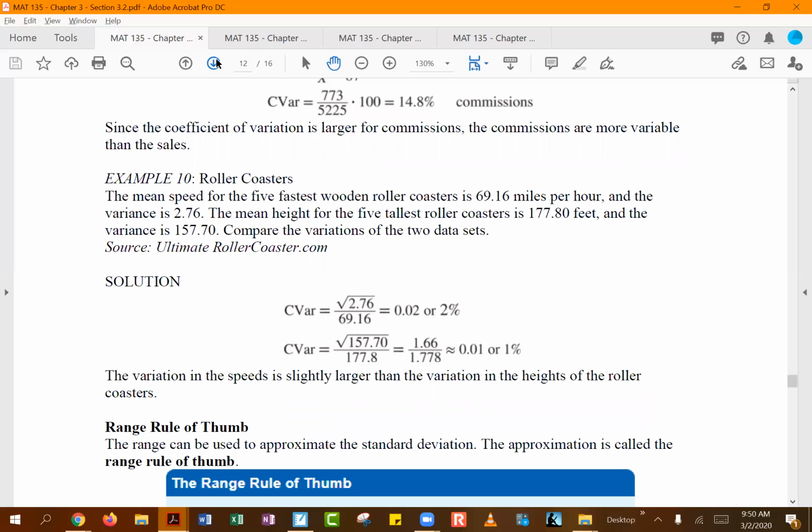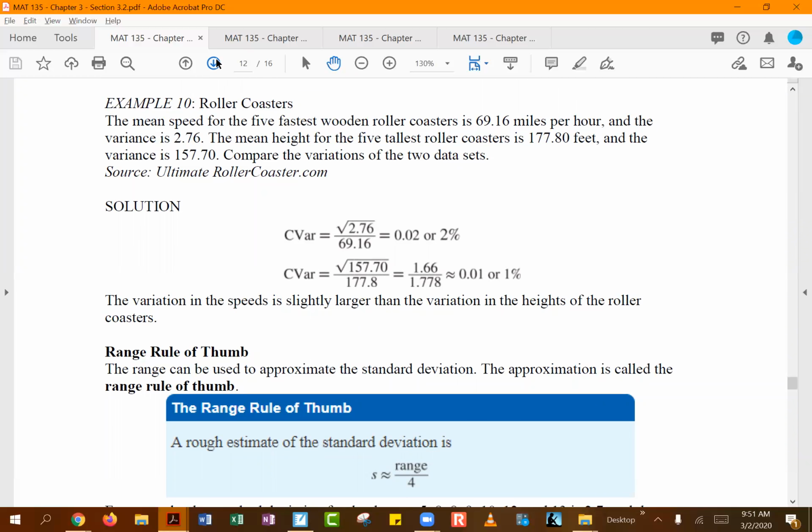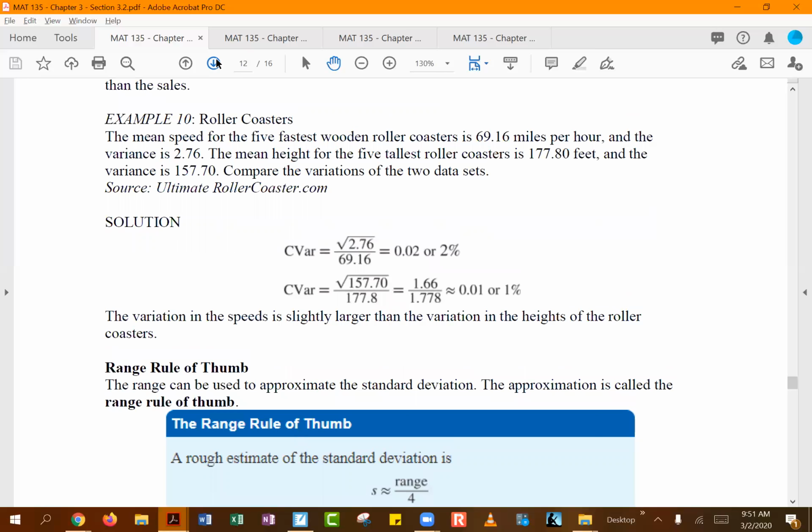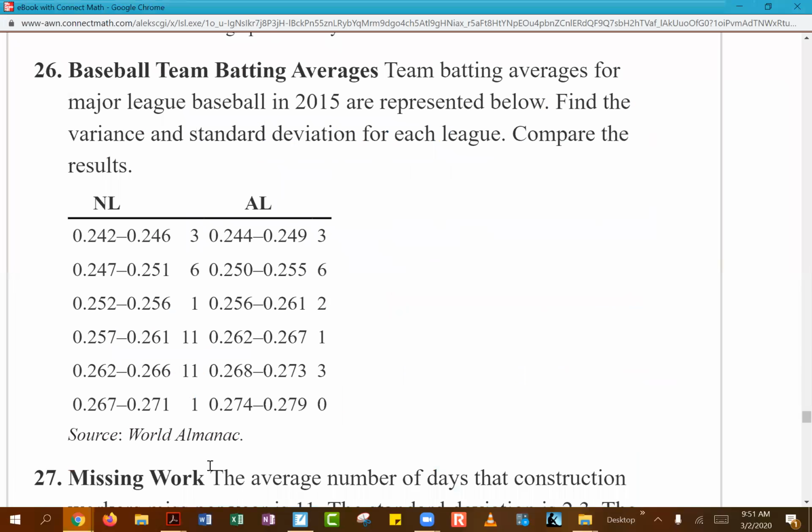So the first thing you should obviously notice is they're giving us the variance and not the standard deviation. So you need to calculate your standard deviation before you calculate the coefficient of variation. That's why you will notice these have square roots on them, because that's how we calculate standard deviation. And then you are getting 2% for the speed of the wooden roller coasters, and you are getting 1% for the height of the tallest roller coasters. So again, you have the higher variation for the speed, right? You can say that one is a little bit more varied than the height of the tallest roller coasters. Okay, so let's do a quick example for the variation before we come back to the range rule of thumb.